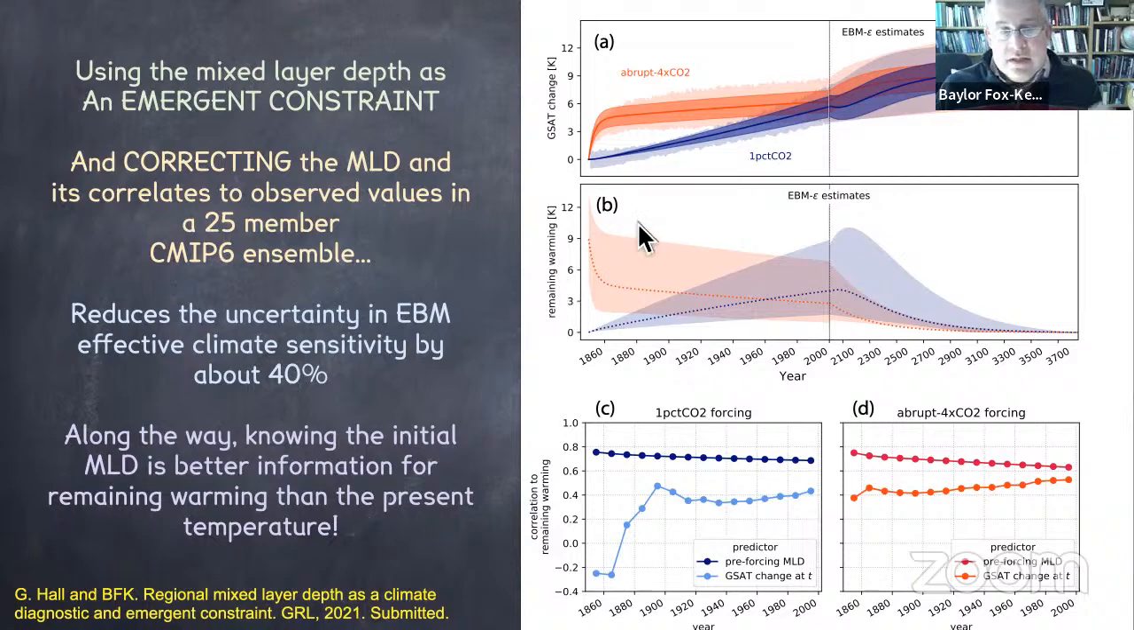And remember, this is not the mixed layer depth evolving in time. This is based on correlations with the mixed layer depth at present day climate. So the mismatch that's being corrected is for an observable emergent constraint today of mixed layer depth, projecting to the year 4,000 climate sensitivity.